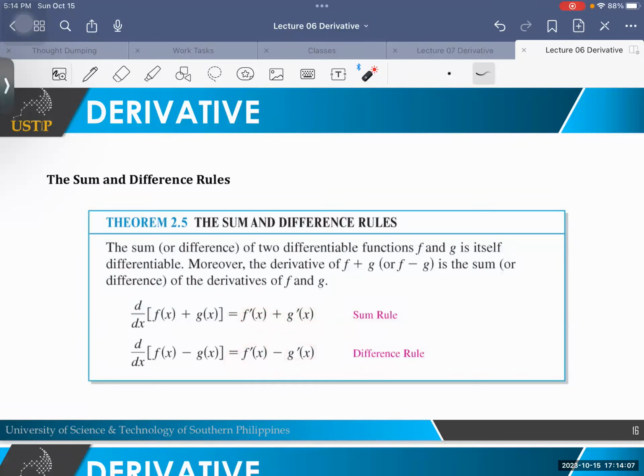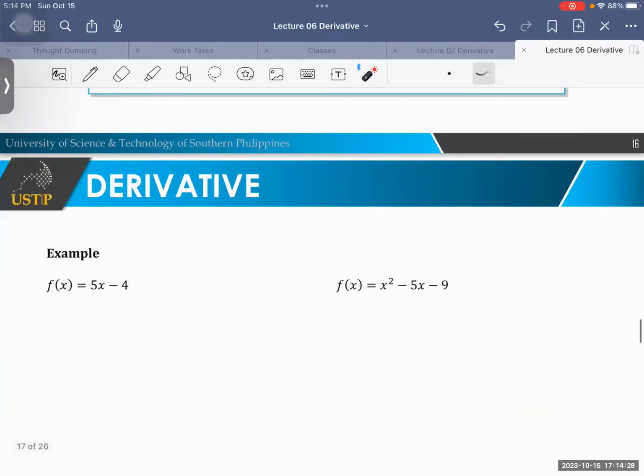Or if you subtract, it's the derivative of the first function minus the derivative of the second function. So, it's important as a theorem, so that when we take the derivative or differentiate many terms, multiple terms in a function, it does not contradict our other rules. We can use the power rule for every term and then just add or just subtract.